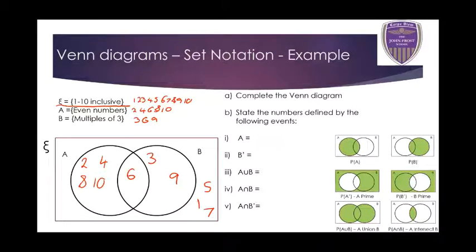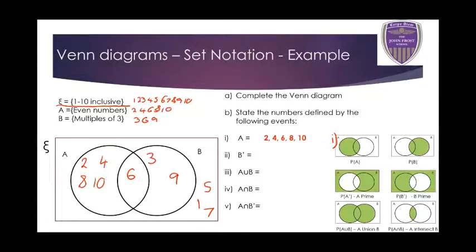Now, part B, we need to state the numbers defined by the following events. Part I, we need to find all the numbers described by event A. So that's going to be this one. What numbers are in that circle for A, which is this one here? Well, it's just 2, 4, 6, 8, and 10. It's all the even numbers.